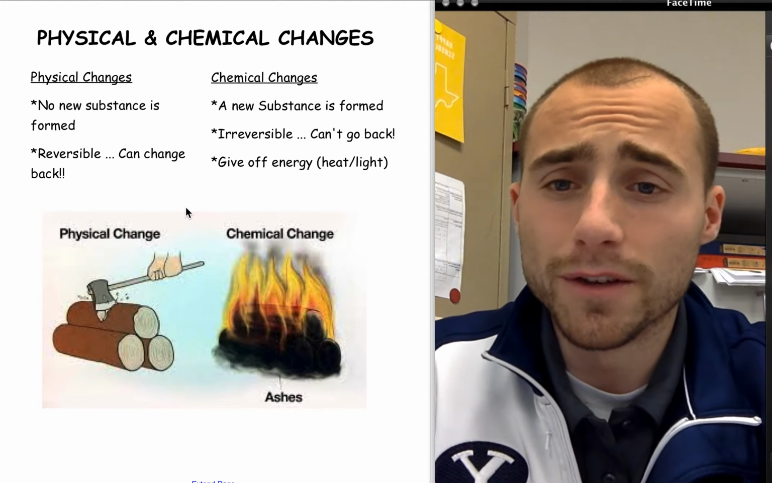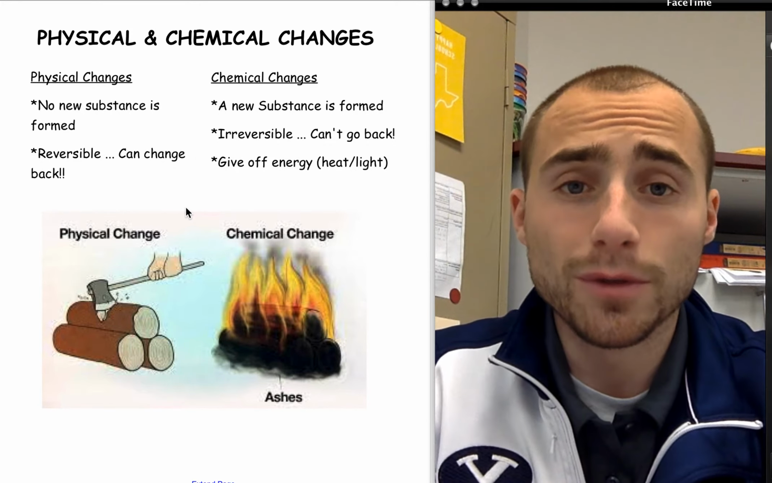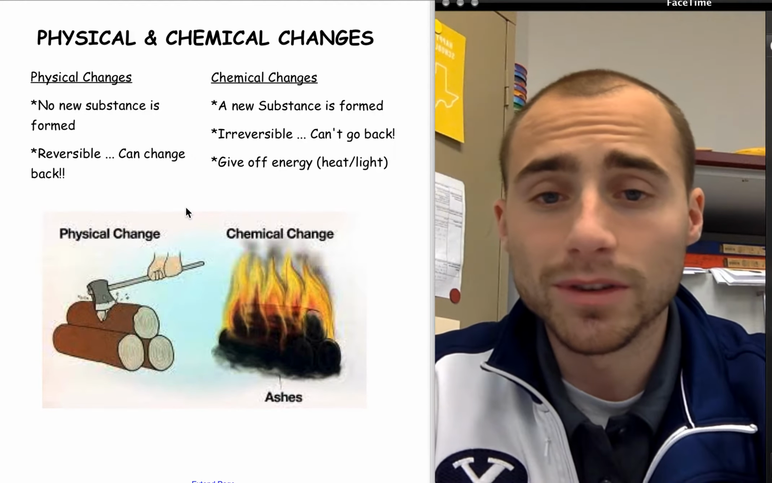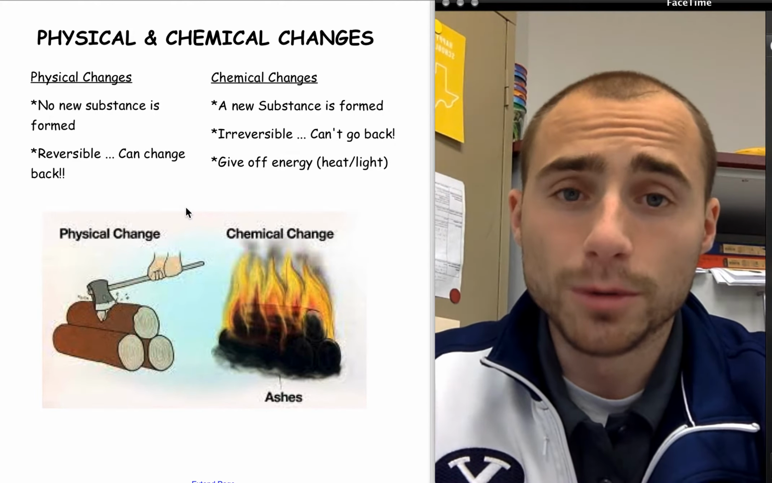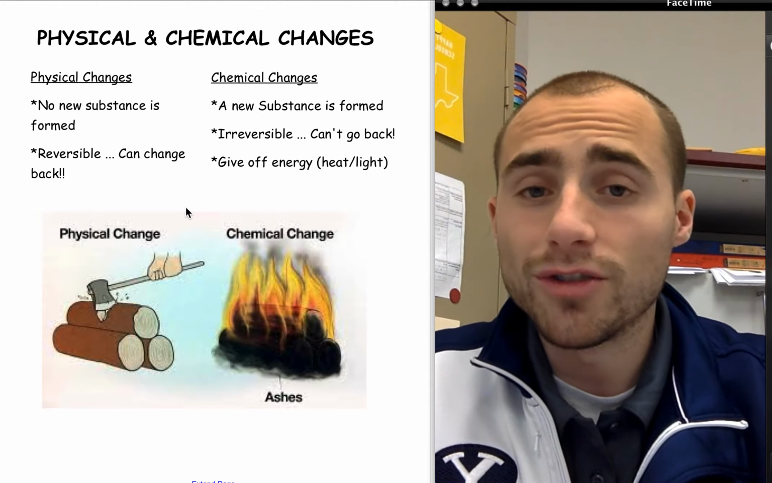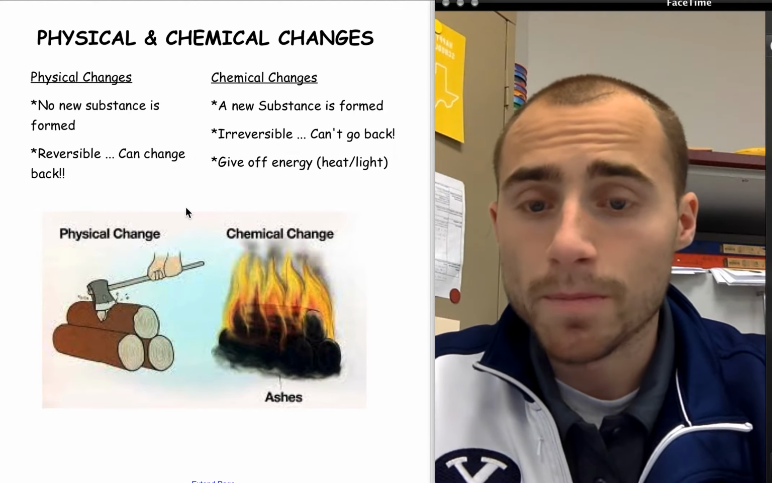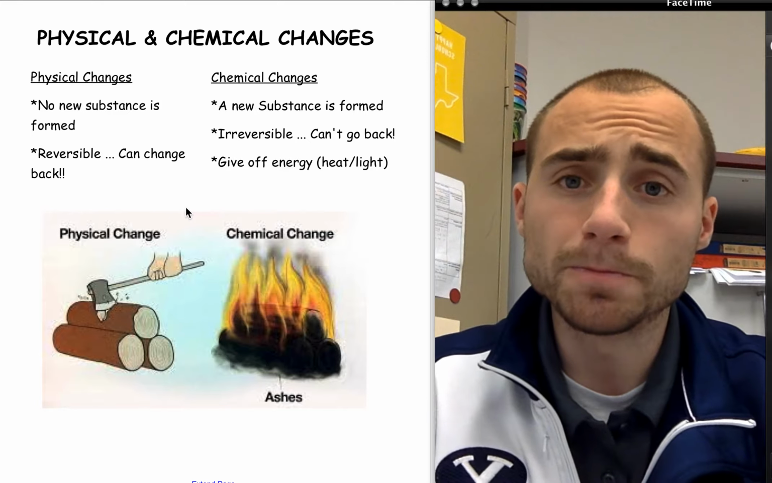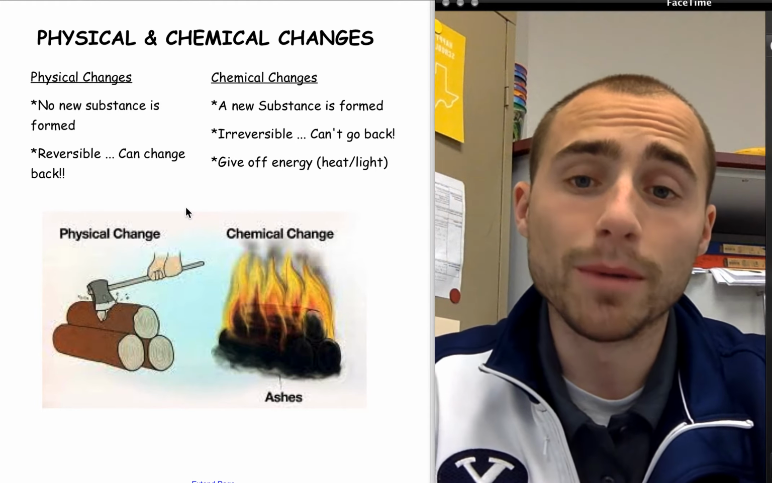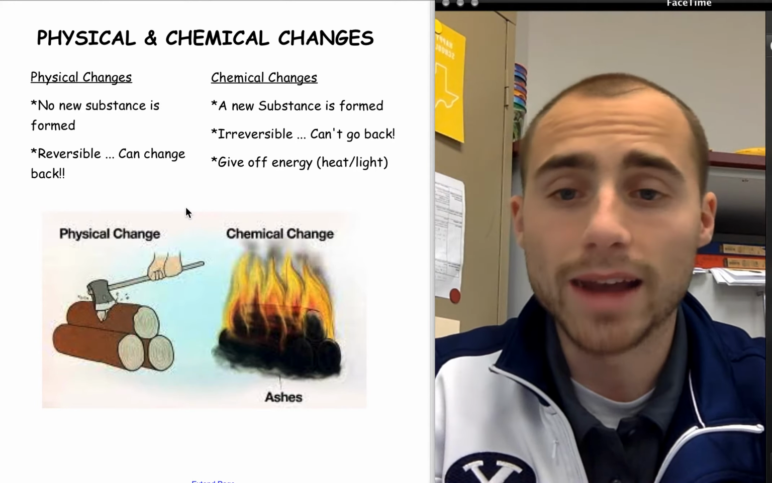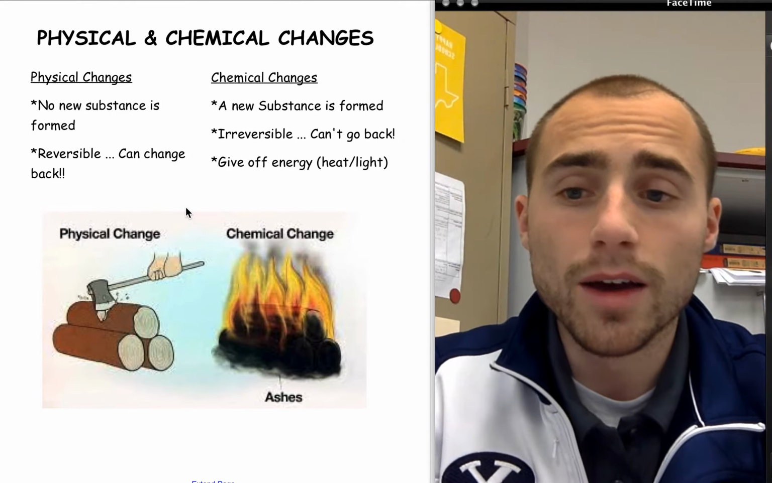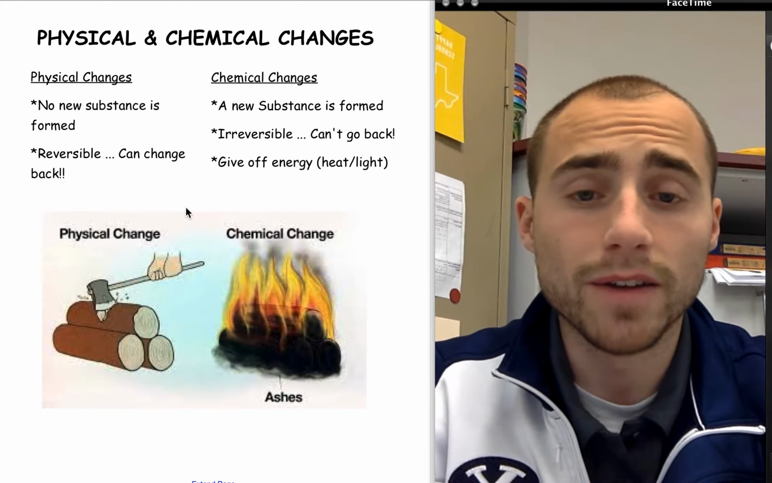Now, chemical change is a little bit different. An entirely new substance is formed. It's also irreversible, meaning once you go through a chemical change, you actually can't get back the original substance. And one thing that will notify you that you're witnessing a chemical change is that it gives off heat or light, which are both forms of energy, whereas physical changes will not give off heat and light.